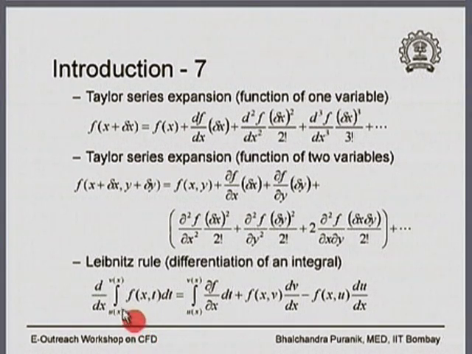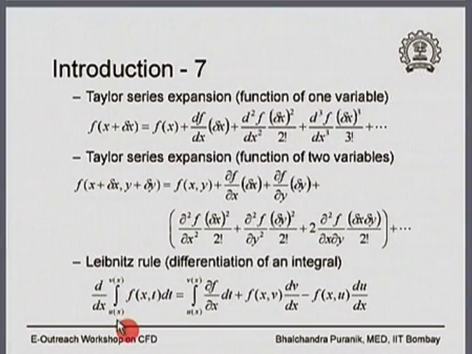If you are dealing with a situation where both limits u of x and v of x are actually constants, meaning that they are not really a function of x at all, what you realize is that dv dx and du dx, these two differentiations, will actually turn out to be 0, and what you have then is only the first term, which is inside the integral, a partial differentiation with respect to x of the function, which was the integrand here. The reason I point out this special situation of constant limits is because we will utilize this routinely.